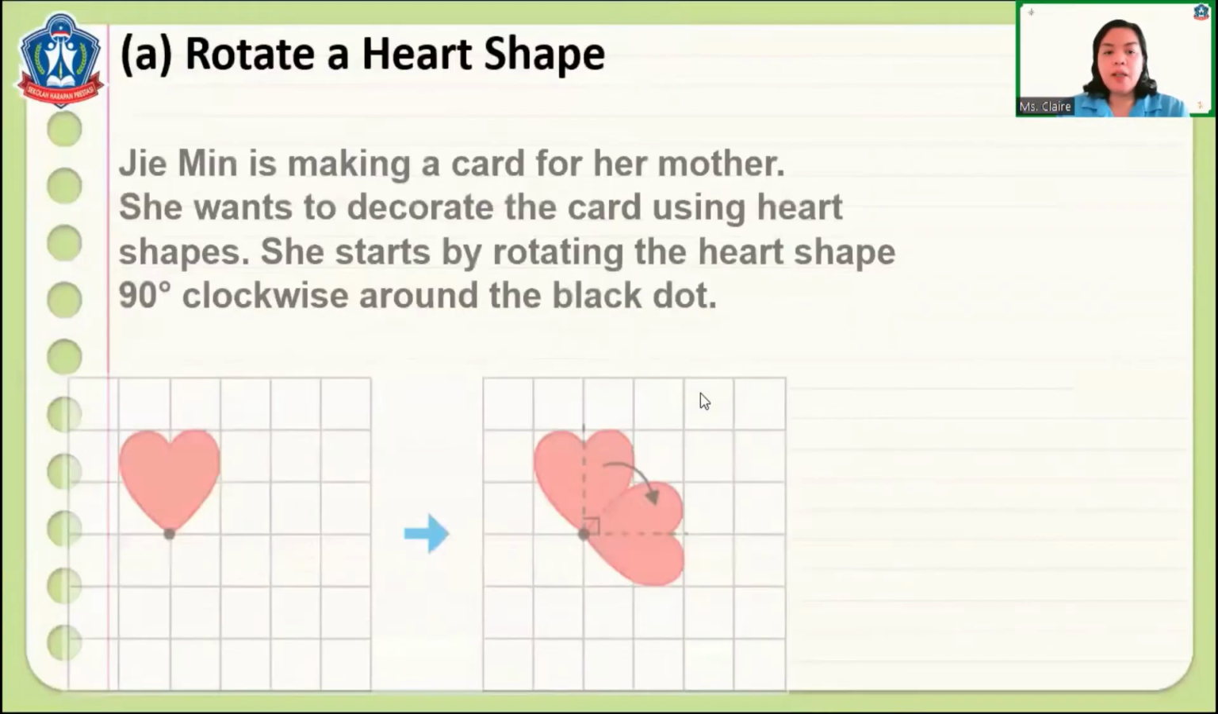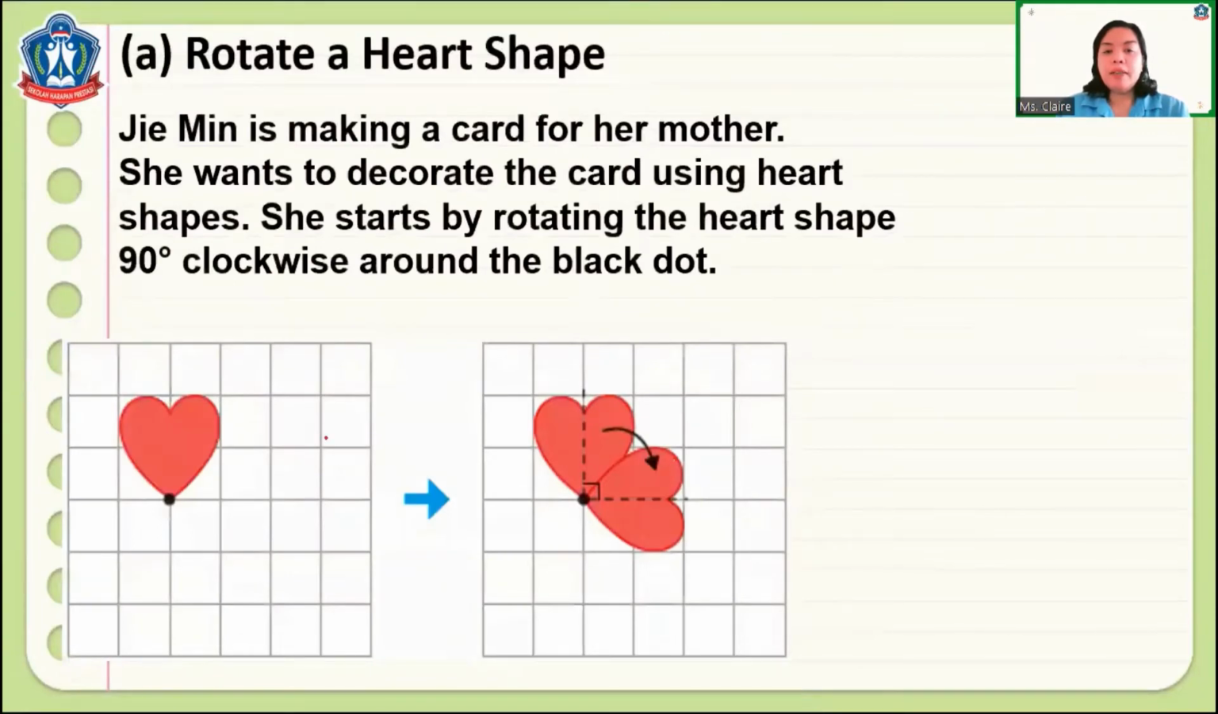Okay, take a look here. Jimin is making a card for her mother, so she wants to decorate the card using heart shapes. She starts by rotating the heart shape 90 degrees clockwise around the black dot. This is our black dot. So if she rotates it 90 degrees clockwise, or the same direction as our clock, it will look like this. So this is the line of symmetry of the heart. When we rotate it 90 degrees clockwise, the line of symmetry is around here. Okay, so this is how it looks.